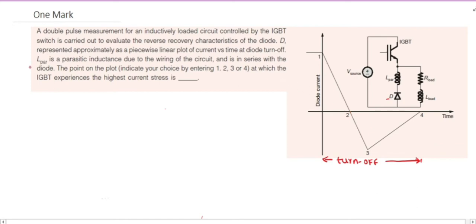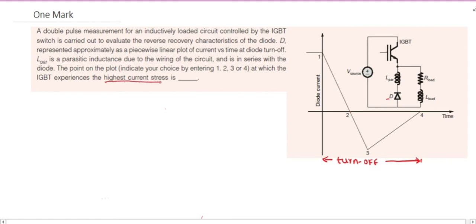L_par is a parasitic inductance due to the wiring of the circuit and is in series with the diode. So this is also called stray inductance. The parasitic inductance, also called stray inductance, is represented with one inductor that is in series with the diode. Now the question is the point on the plot. Here some points are given on the plot. These points 1, 2, 3, 4 are mentioned here, at which the IGBT experiences the highest current stress.